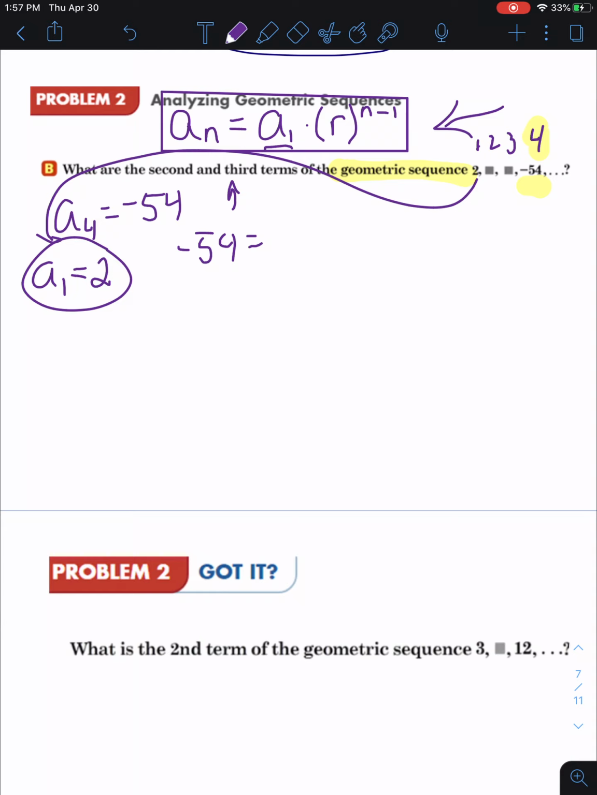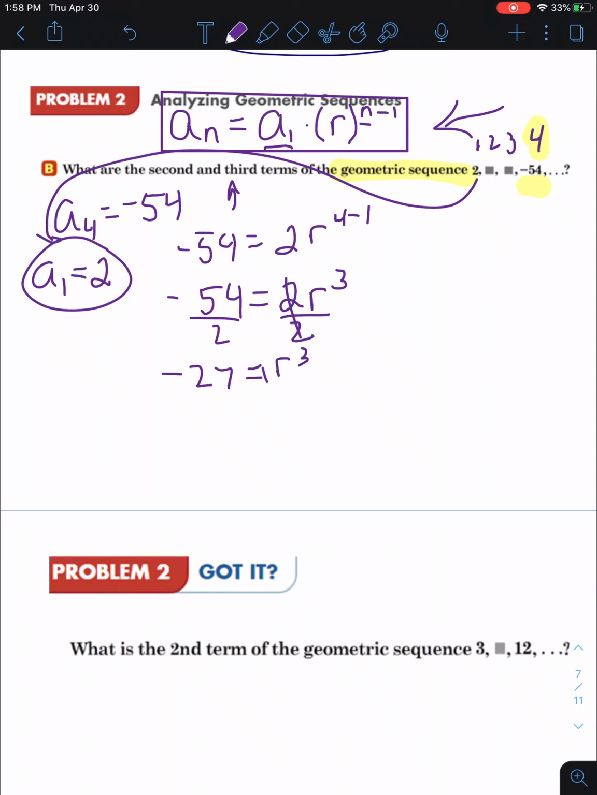And we're going to have negative 54 using the formula. So now I'm going to go to the right side, which would be equals 2 times r. Right now we're just going to leave r as a variable, to the, and then instead of n, I'm going to put in 4, because n is 4, it's the fourth term, minus 1, which gives me negative 54 equals 2 times r to the third power. First thing I want to do, let's get rid of the 2. We'll divide by 2. That'll give us negative 27 equals r cubed.